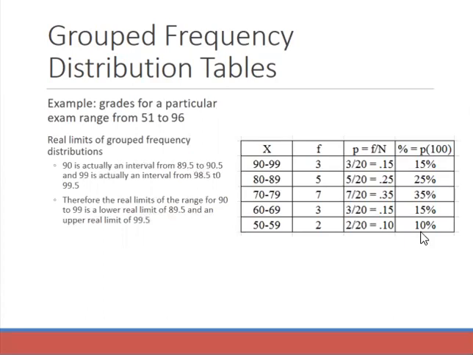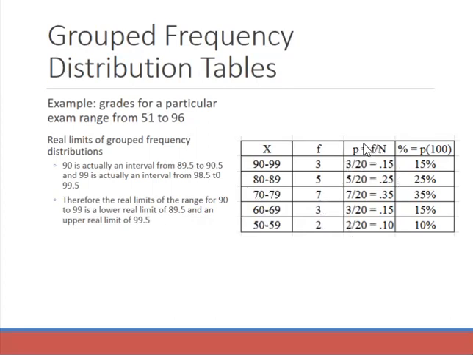So this is what this looks like. If I have an exam and scores range from 51 to 96, in this case, we can use the ranges of 50s, 60s, 70s, 80s, 90s. That gives us 5 categories. And you can see, for the scores from 50 to 59, 2 people got that score, 60 to 69, 3 people got that score, and so on.